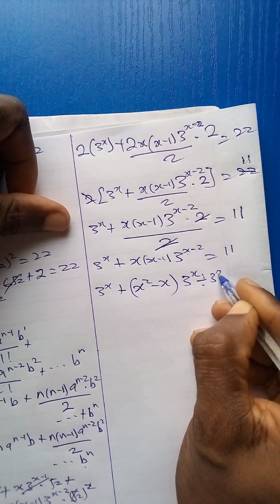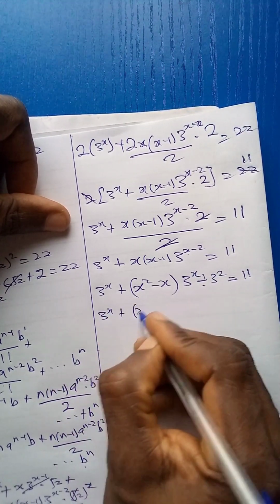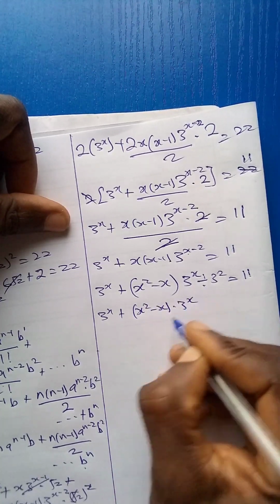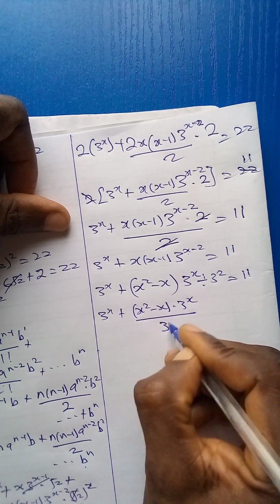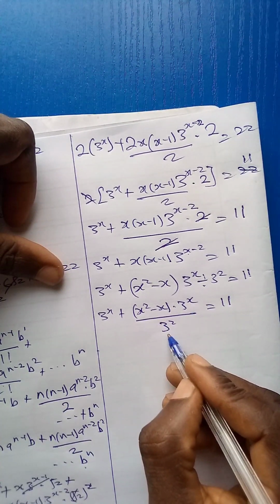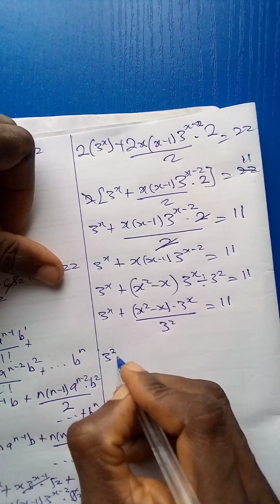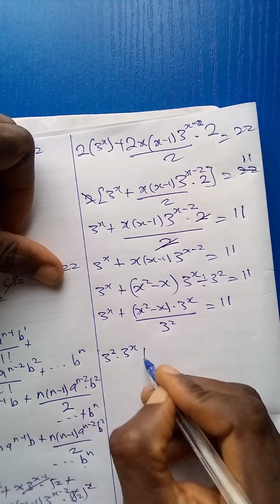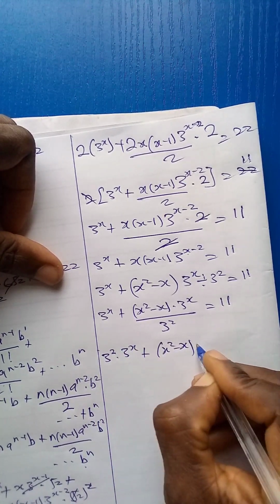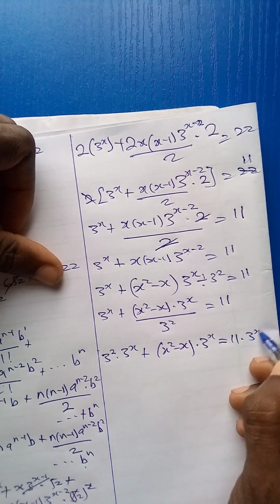divided by 3 to power 2 will give me 11. It becomes 3 to power x plus x squared minus x times 3 to power x all over 3 to power 2 is equal to 11. Let me multiply through by 3 to power 2. 3 to power 2 is 9. So I have 3 to power 2 times 3 to power x plus x squared minus x times 3 to power x is equal to 11 times 3 to power x.